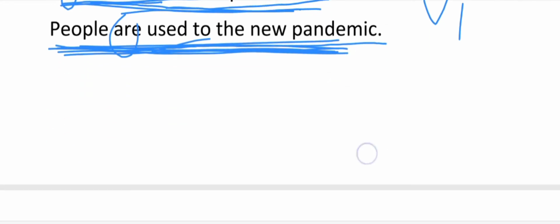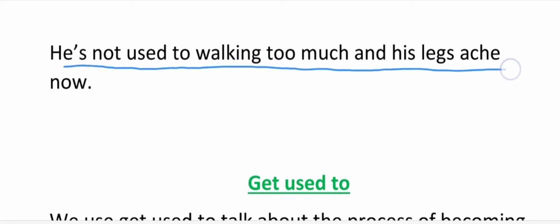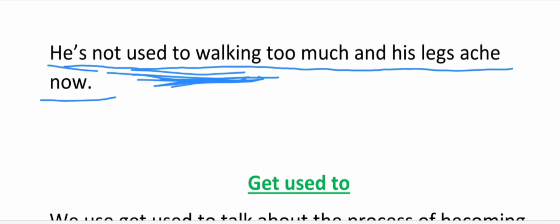The third example, he is not used to walking too much and his legs ache now. It means that he was not accustomed to walking, so his legs ache now. So it means that he is not accustomed to or familiar with something.